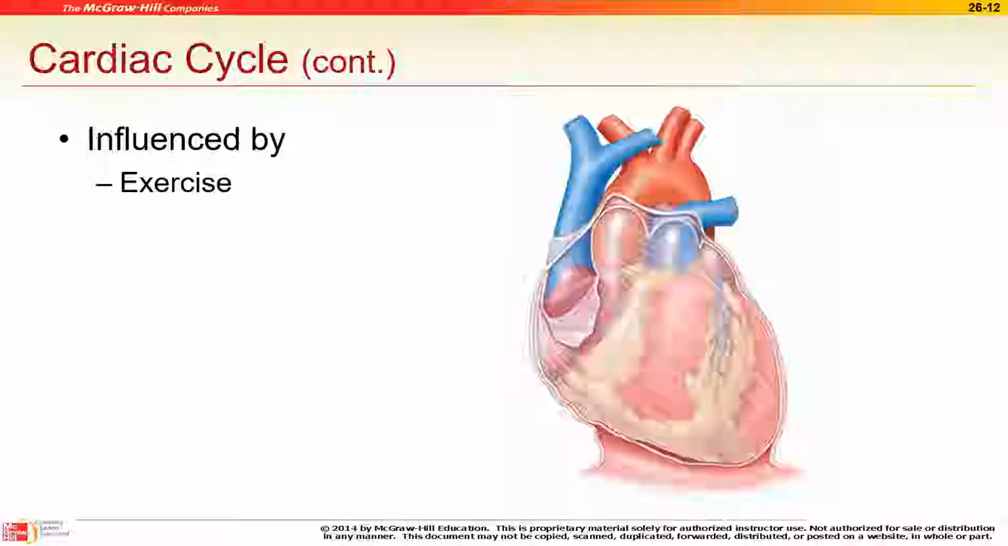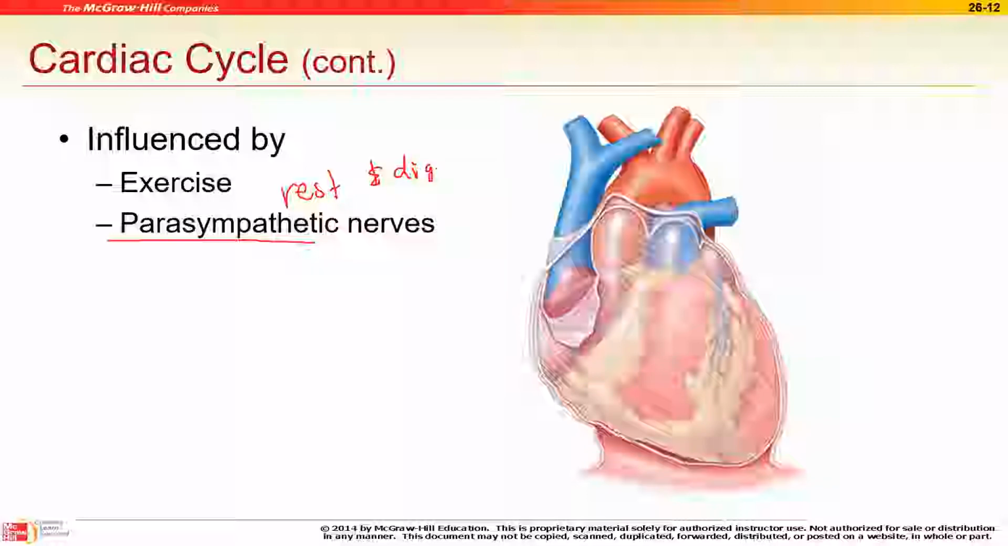So what influences the heart rate? Well, of course, exercise, increased oxygen demand and use. Parasympathetic nerve. Is that fight or flight, or is that rest and digest? Rest and digest. That means sympathetic nervous system, that's your adrenaline. Flight, fight, fornicate, feed.